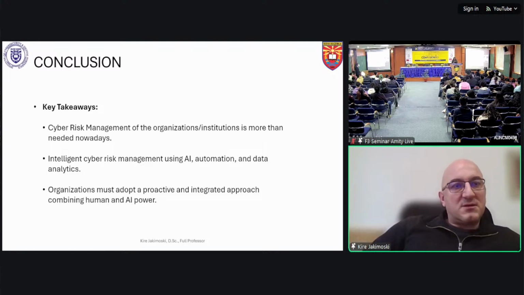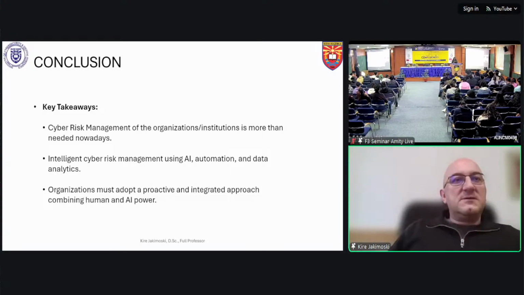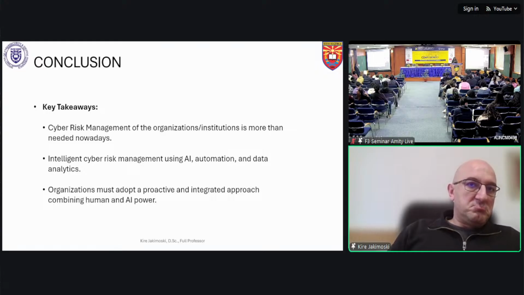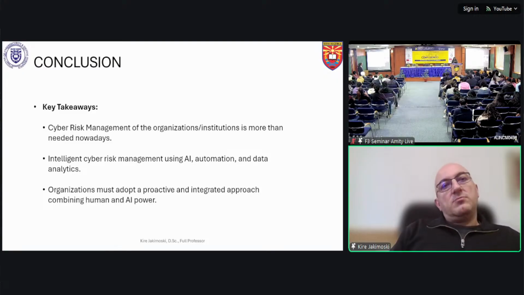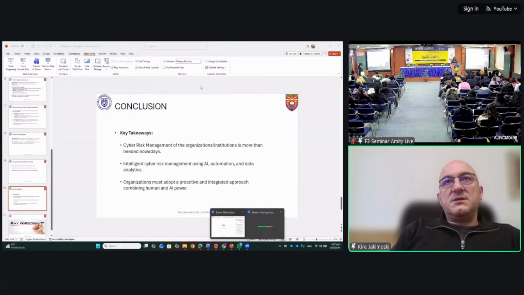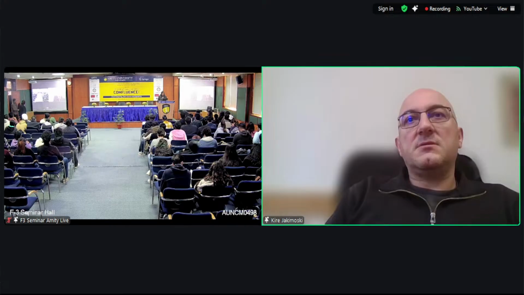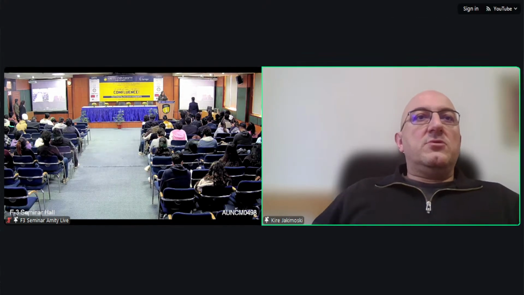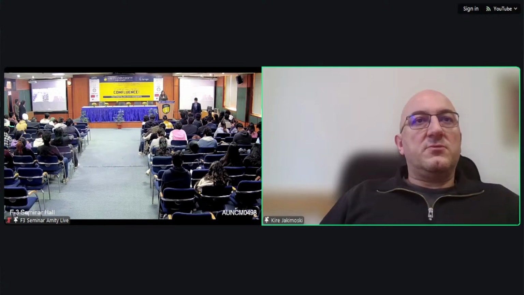That's why humans are on top of this whole complex concept of cyber risk management. So that's why I'm saying that the strategy should be a proactive and integrated approach where we combine human and AI power. Okay, so this is all from my presentation. Now I will stop sharing this, and maybe some of you will have questions now. We can move to the questions part.